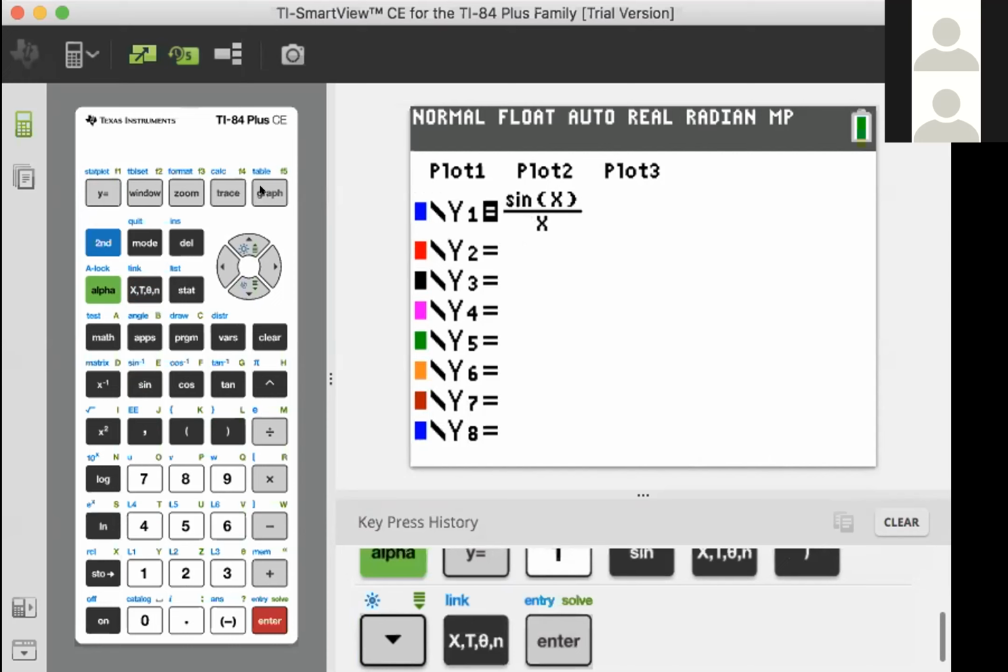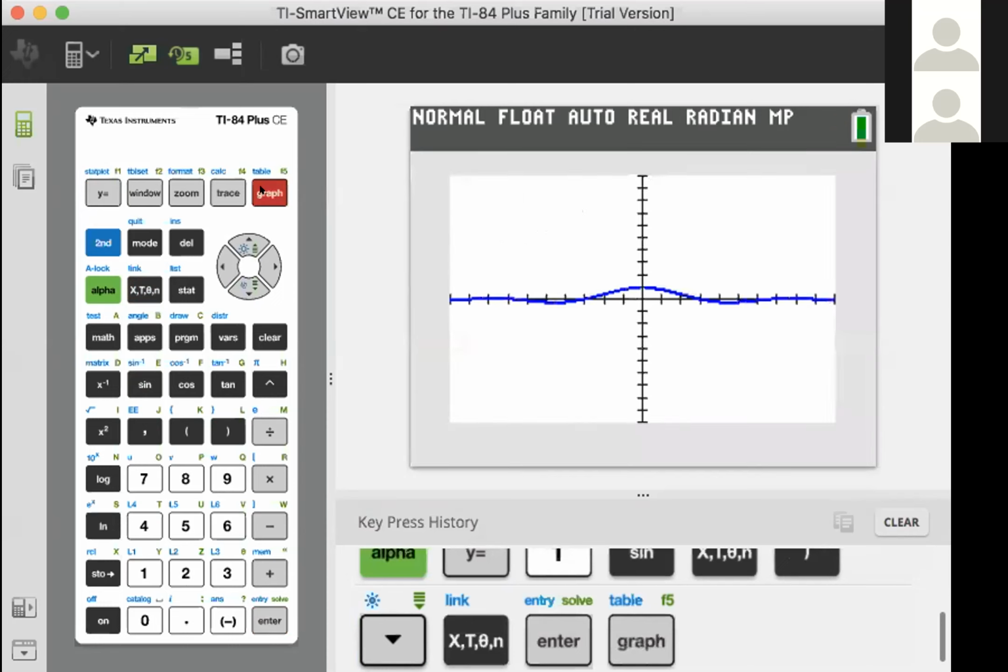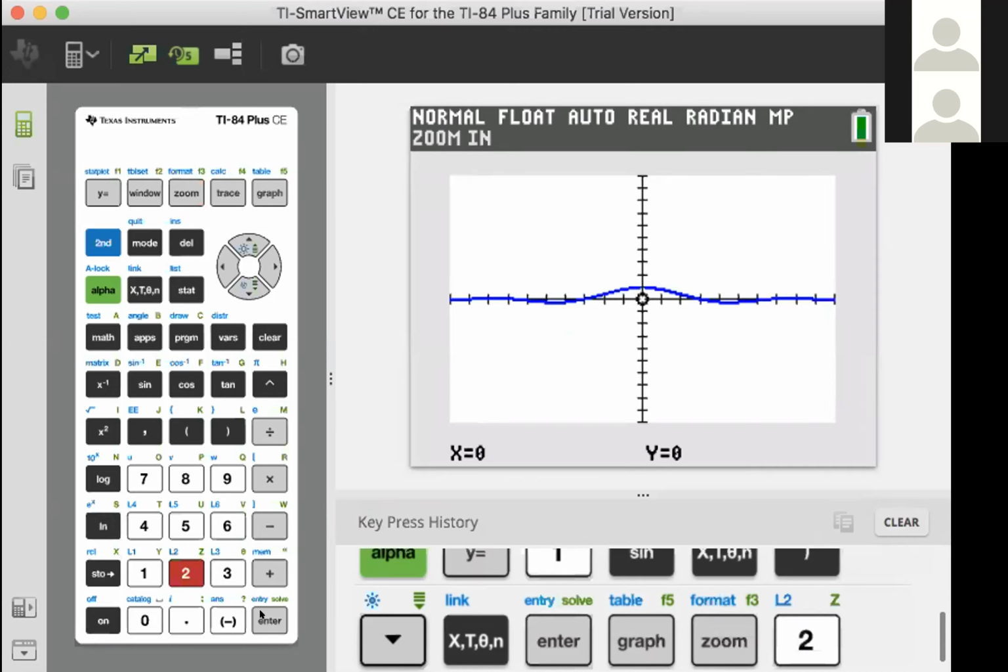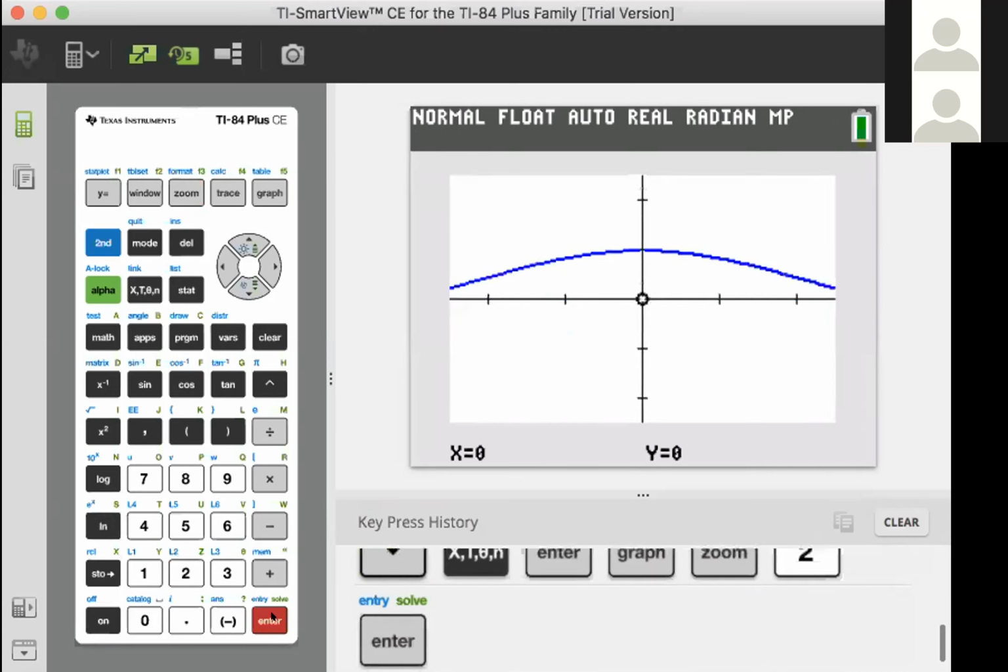So now we're going to graph it. Let's go ahead and press graph. And you see our graph right there. That's the sine x over x graph, the function y1. Now I'm going to zoom in just a little bit so you can see what happens as we get close to 0. That's the limit question: what happens as x approaches 0? So let me go to zoom, and that's this button right here. I'm just going to zoom in, number 2, and I'll press enter. That allows us to go closer into the graph.